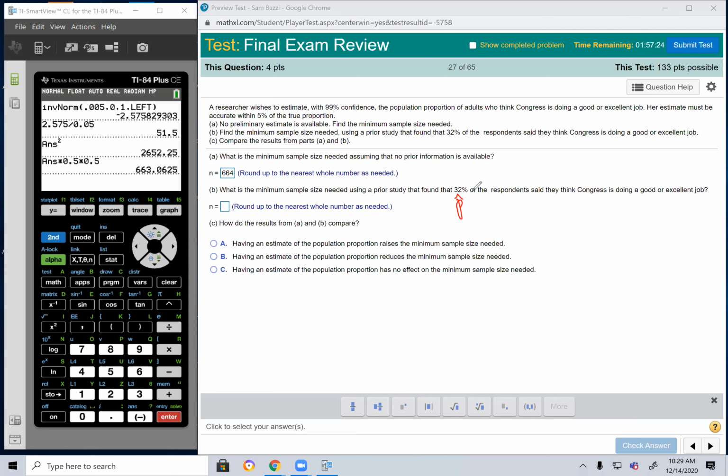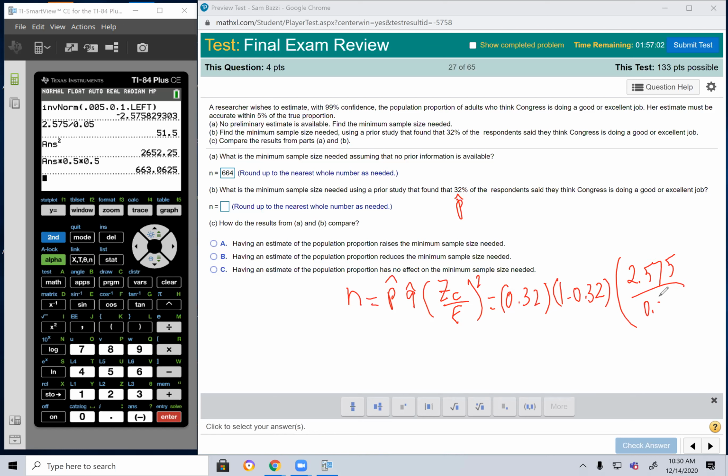All right, so it's going to be the same formula. Watch. Now your p hat is 0.32. It's not 0.5, 0.5. Your q hat is always 1 minus p hat. And same thing, 2.575 divided by 0.05 squared.